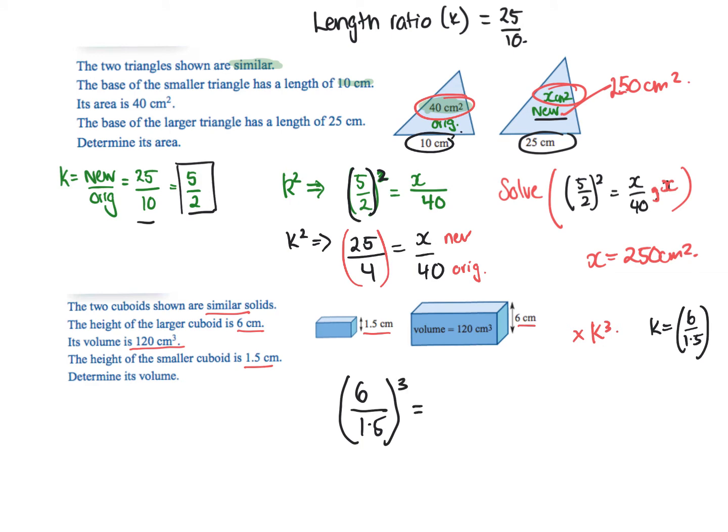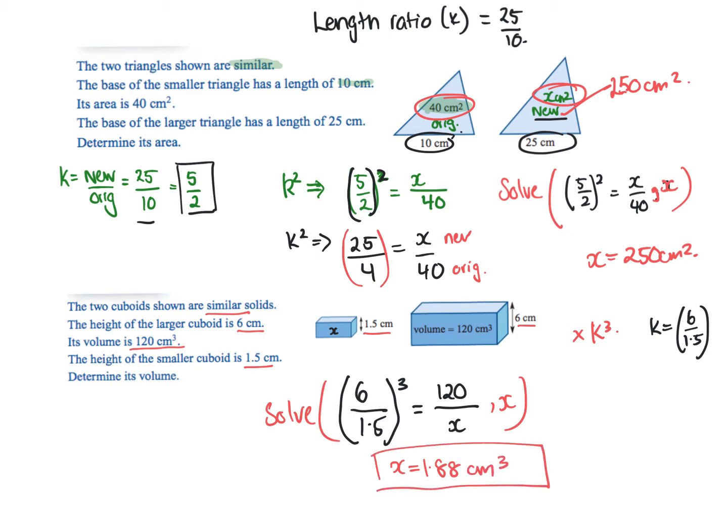And that must equal the volume of the big one, which they gave me, over the volume of the small one, which I don't know. So I'll put that there. And we can simply just pop in solve, comma, x. So let's go do. Okay, so we found that x was, I don't know, I'm going to do 2 decimal places, 1.88 centimeters cubed. That's the volume of the little one.